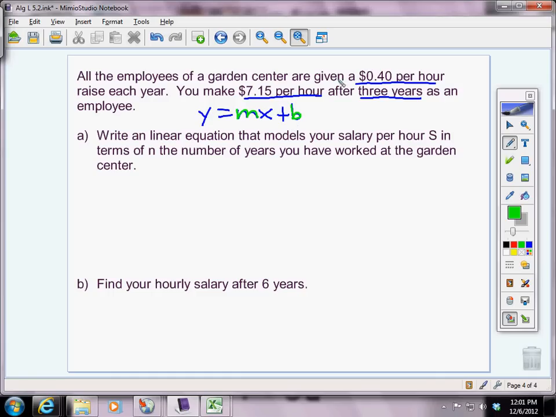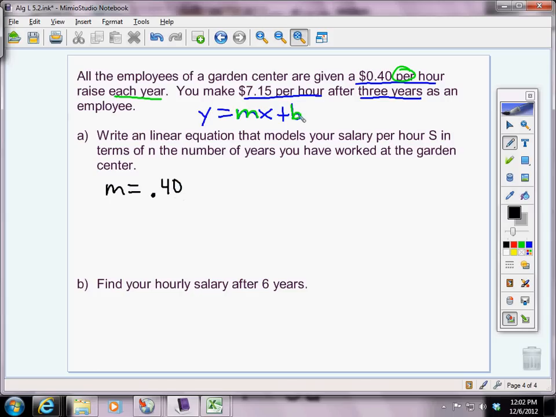Well, if you look here, it says they're given a 40-cent per hour raise each year. Okay, so after year 1, we're getting 40 more cents. After year 2, we're getting another 40 cents, so 80 cents total. After year 3, now we're getting a total raise of $1.20. So this is our slope. It's our rate of change. So we know that our slope is going to be 40 cents.